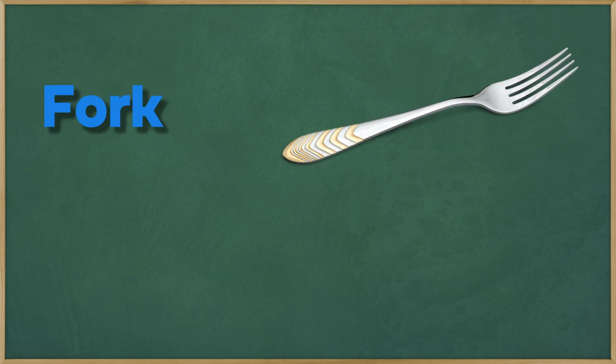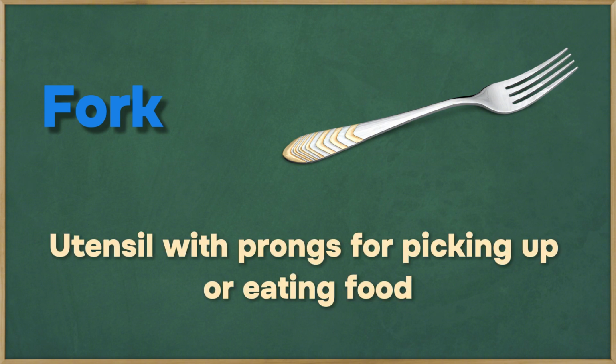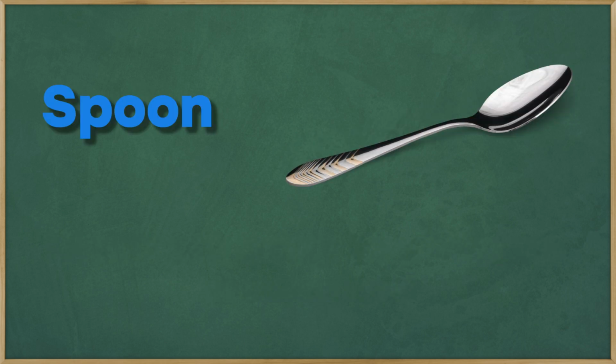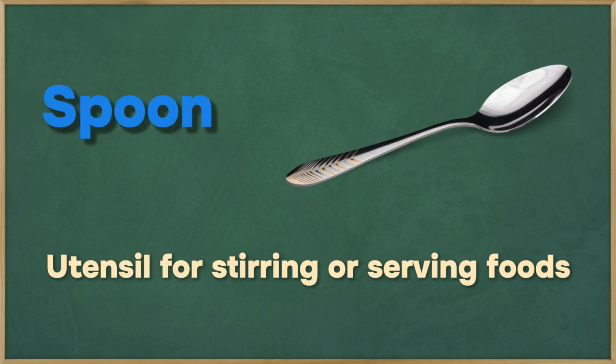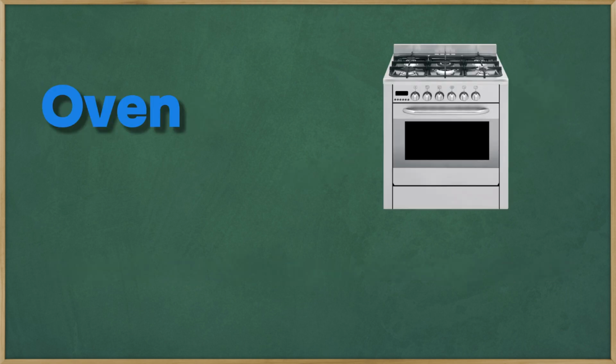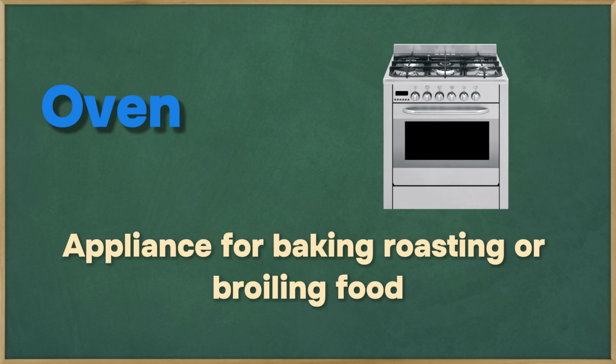Fork. Utensil with prongs for picking up or eating food. Spoon. Utensil for stirring or serving foods. Oven. Appliance for baking, roasting, or broiling food.